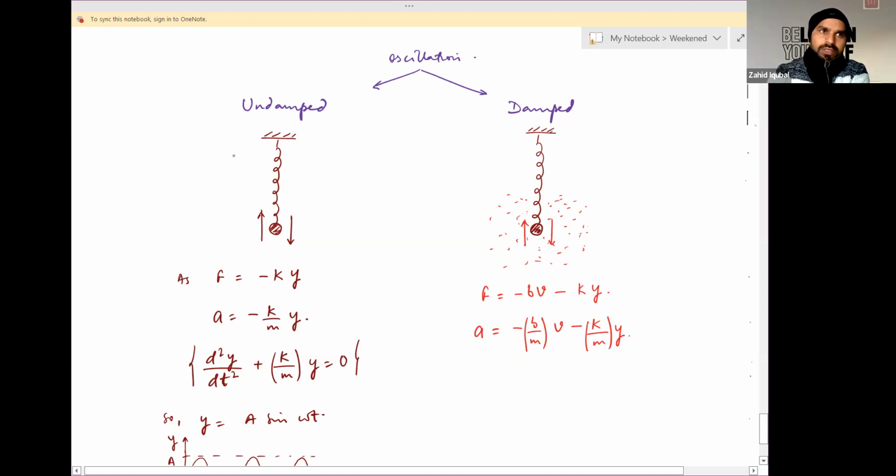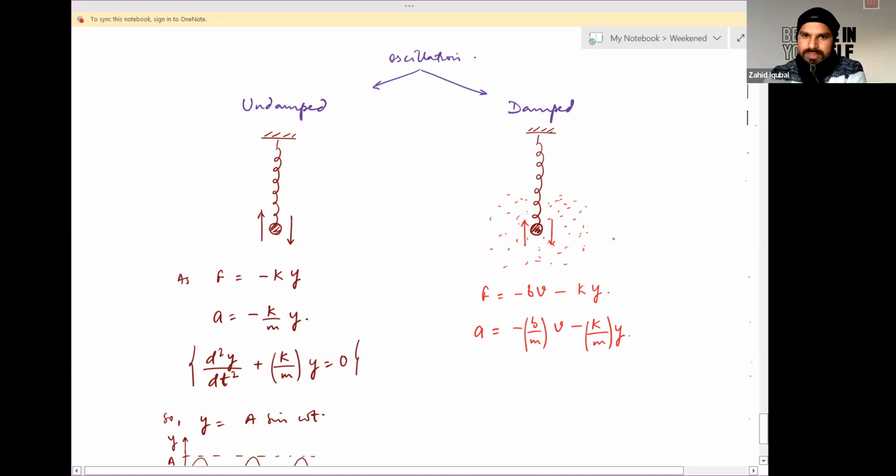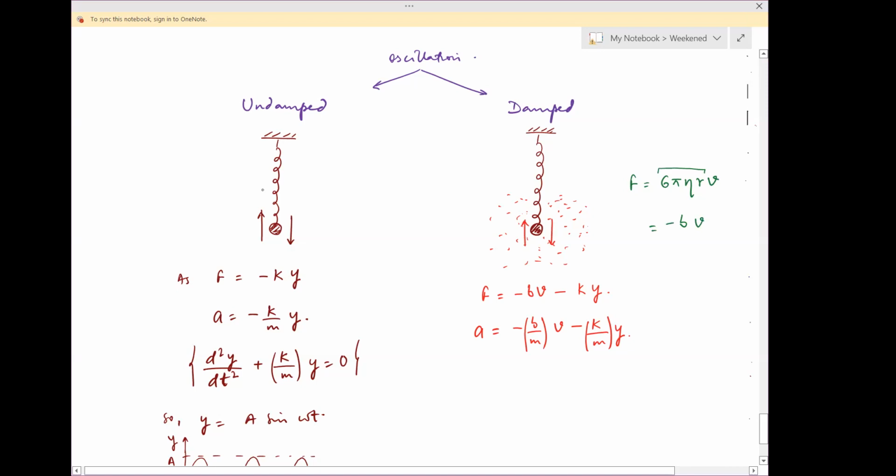B times V is called the viscous force experienced by this particular object in a viscous medium, defined by Stokes' law, F equals 6 pi eta R times V. So this term from this point to this point is called b, the damping constant, multiplied by V. And since this force is opposing in nature, it will have a negative sign with it. Is it clear?